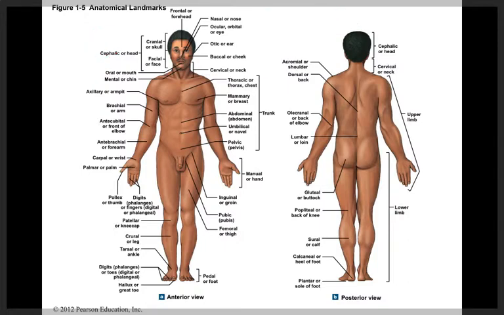Throughout this semester you're going to be using these terms sort of synonymously. So acromial area would also be the acromion, and the olecranon area would be the olecranon. The lumbar area would be the lumbus. The gluteal area would be the gluteus. The popliteal area would be the popliteus. And so you're going to have to memorize those terms either as an adjective or as a noun.